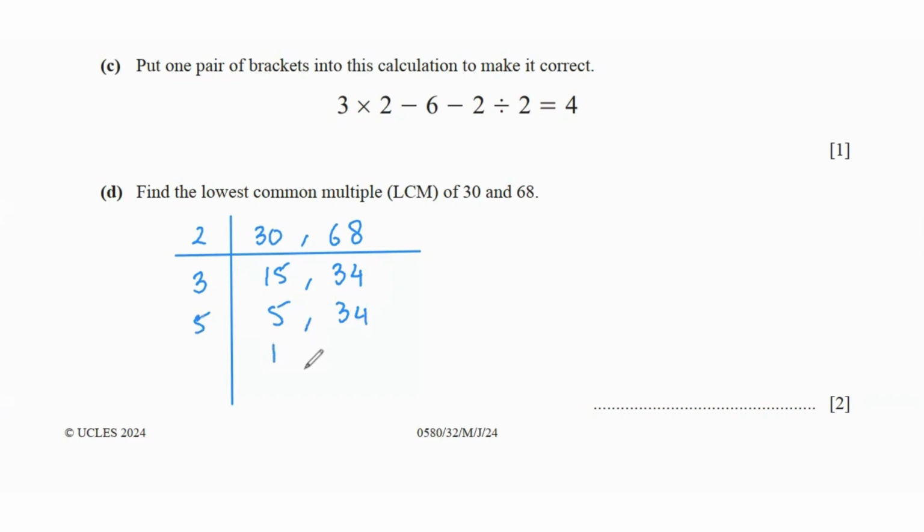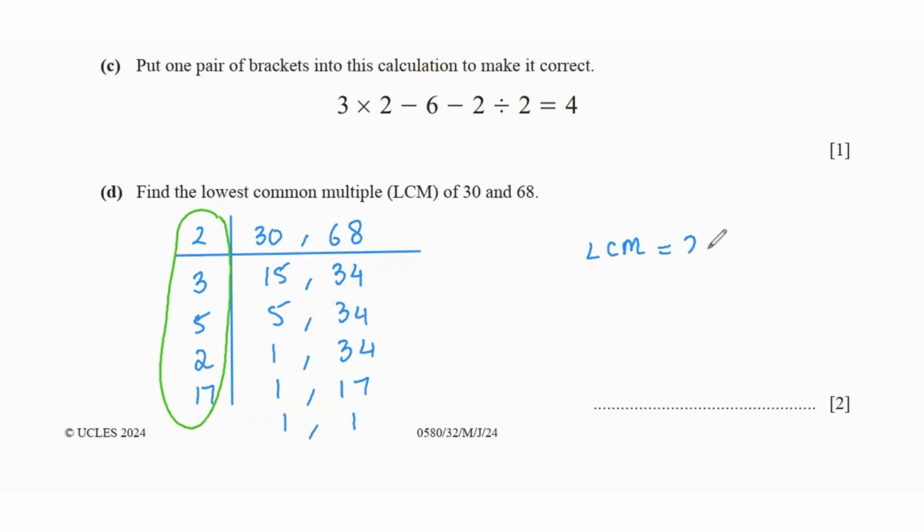And then 5 divided by 5 is 1. Now to break down 34, it's divisible by 2. So that's 17. And 17 is only divisible by itself. So now we're going to multiply all of these numbers together, and the product of these numbers is going to be the LCM. So that's 2 times 3 times 5 times 2 times 17, which is equal to 1020. That is your answer.